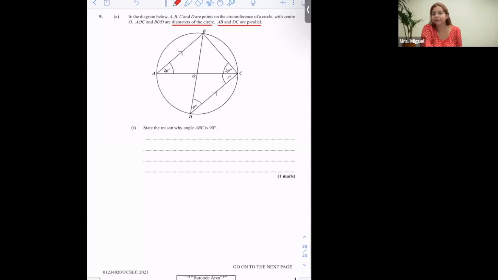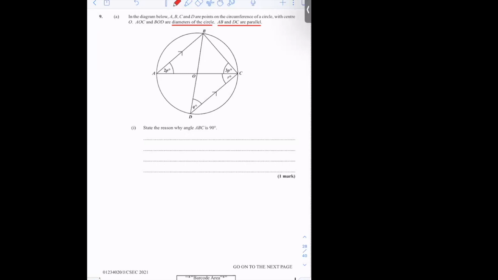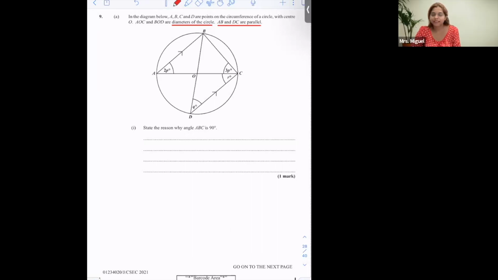Are you all ready? Yes. So the diameter. What is the formula? What is the theorem that deals with the diameter? Tell me.